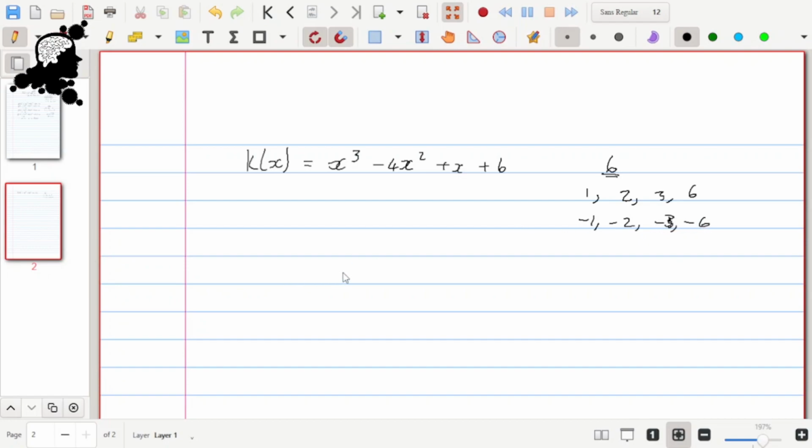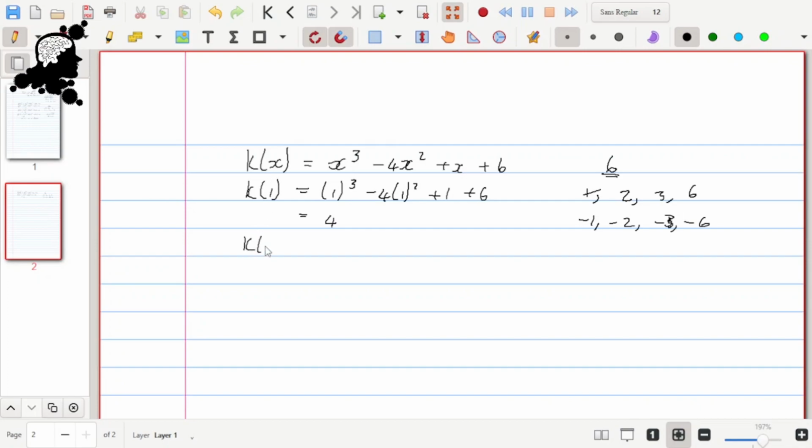Once again, we need to substitute by trial and error numbers into the equation that's going to give us y equal to 0. So let's start off by substituting x equal to 1. So k of 1 is going to be 1 cubed minus 4 into 1 squared plus 1 plus 6. If you type this into your calculator, you will actually get an answer of 4. So x equal to 1, that's out. Let's see what happens when we substitute x equal to 2.